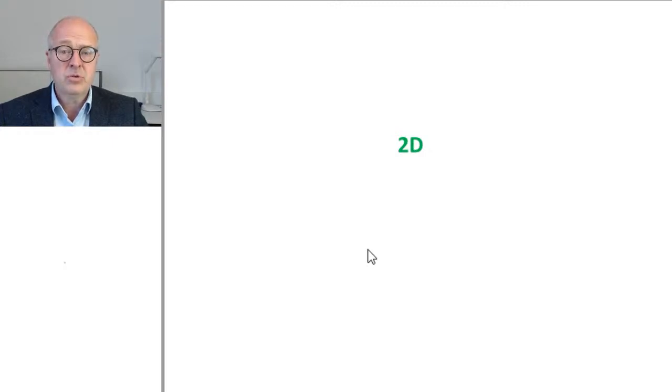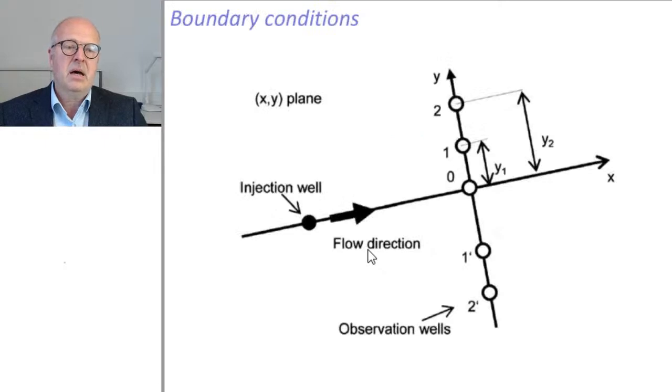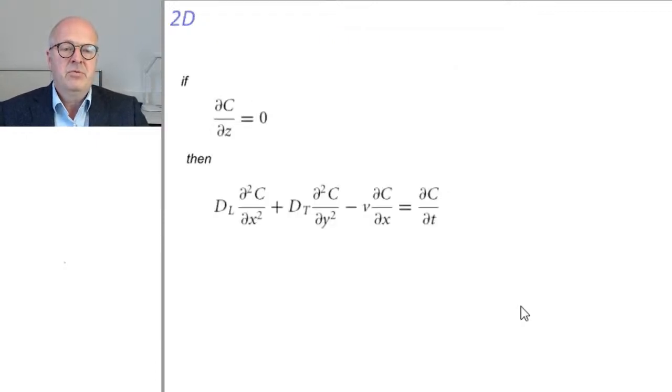I will now look at the 2-dimensional case, and this is now how we define our reference system. So the flow from an injection well in one direction x and additional spread in y direction transverse to it. So we have an xy plane, and we assume that the concentration change over depth is not relevant. This is what we assume for aquifers. This is a typical groundwater case. Now, if we define the problem in 2 dimensions, we see that we can simplify a little bit. So there's no change of concentration over z.